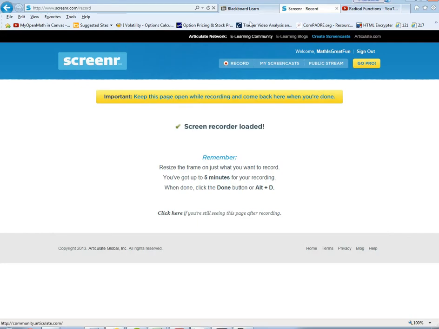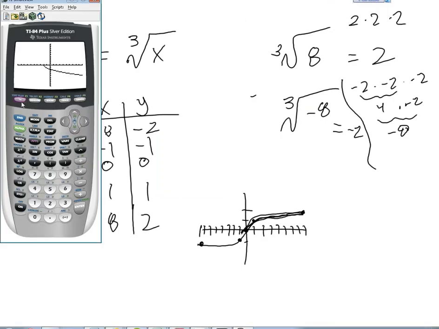And just to verify that, let's go ahead and create a graph. We actually have to come over here to our math functions and pick option 4. So the cube root of x would kind of look like this. So you can kind of see that whenever the radical is 0, the output is also 0.